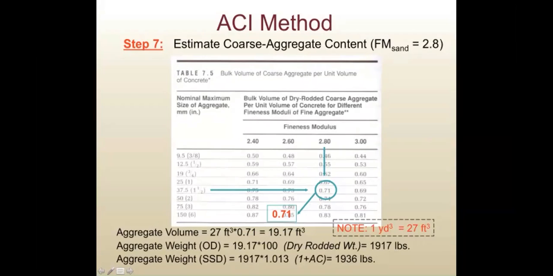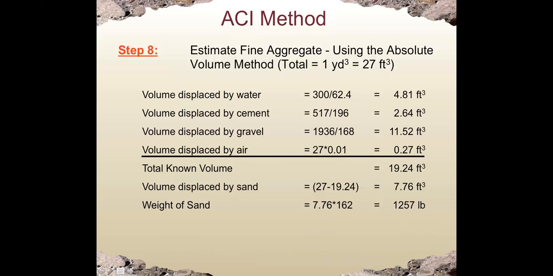So in the end, we need 1936 pounds of saturated surface dry coarse aggregate. All right, next step. So far, we have 300 pounds of water, 517 pounds of cement, and 1936 pounds of SSD coarse aggregate.